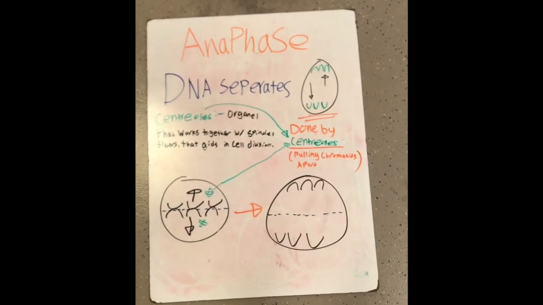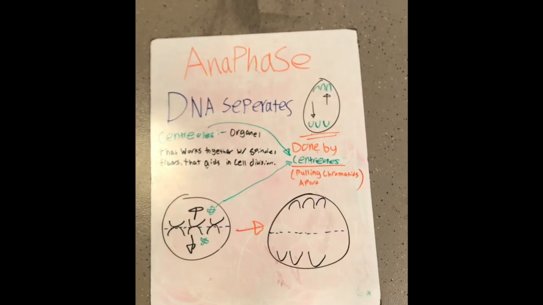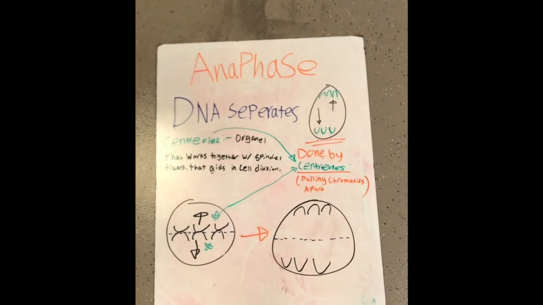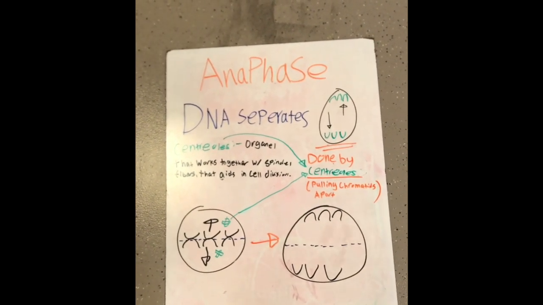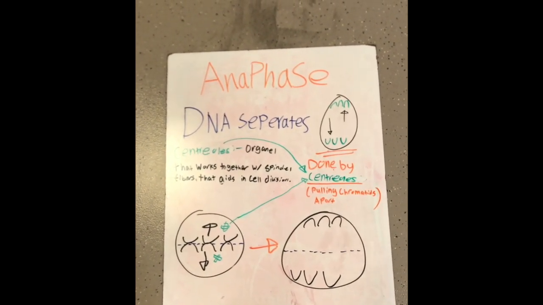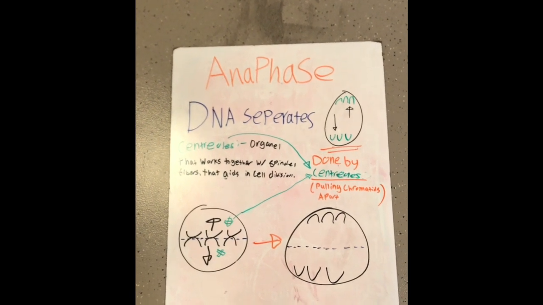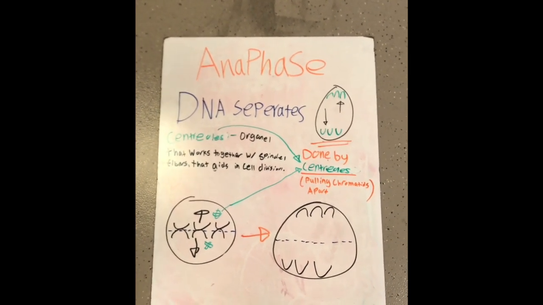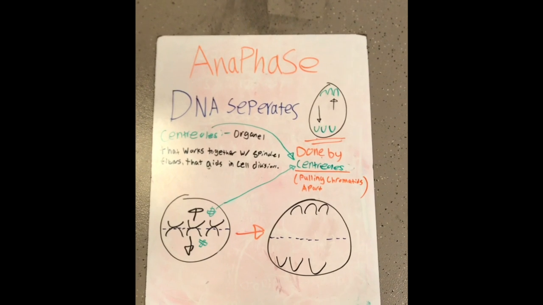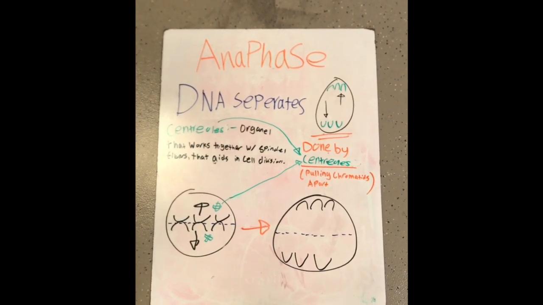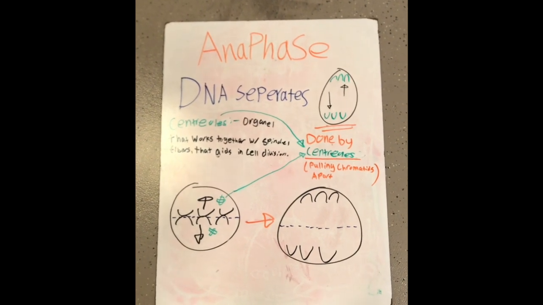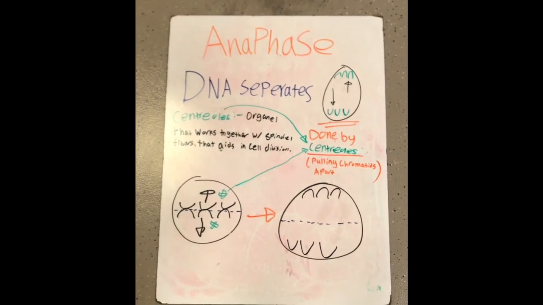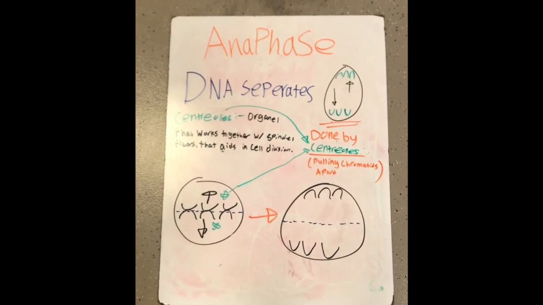The fourth step in the cell cycle and the third in mitosis is called anaphase. In anaphase, the DNA separates by chromosomes, or centrioles, that are organelles that work together with spindle fibers that aid in cell division. The centrioles aid in cell division by pulling the chromosomes apart, as you can see in the diagram, so then it leaves the chromatids on opposite sides of the cell.